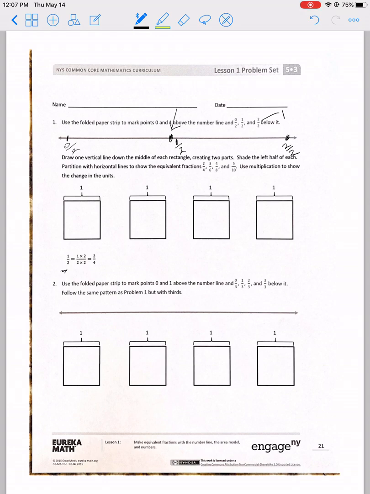So draw one vertical line down the middle of each rectangle. One vertical line. Okay, so let's do that to each rectangle. Excuse me, guys. Okay, another one. And then it says shade the left half of each. Okay, so let's shade the left half of each. And they each are, those are all 1/2 right now, right? Which is right here, the 1/2.